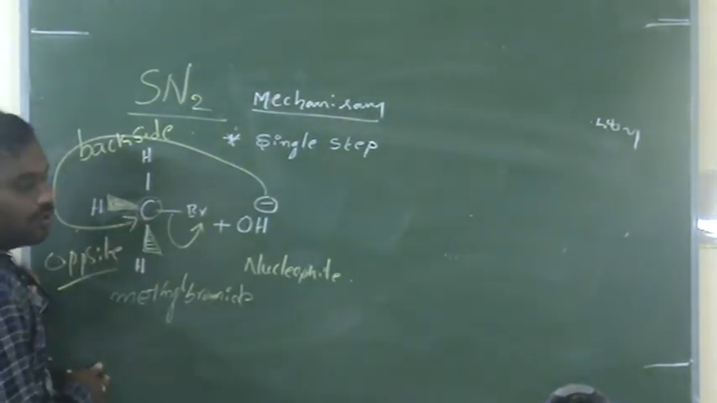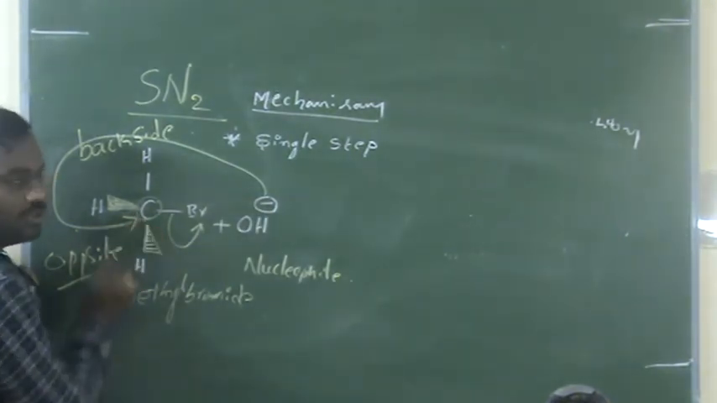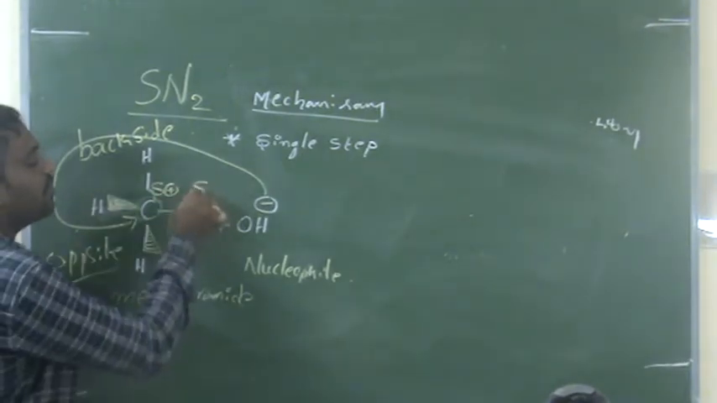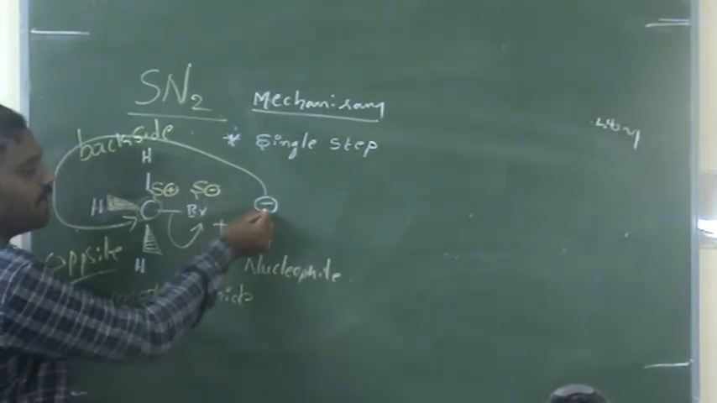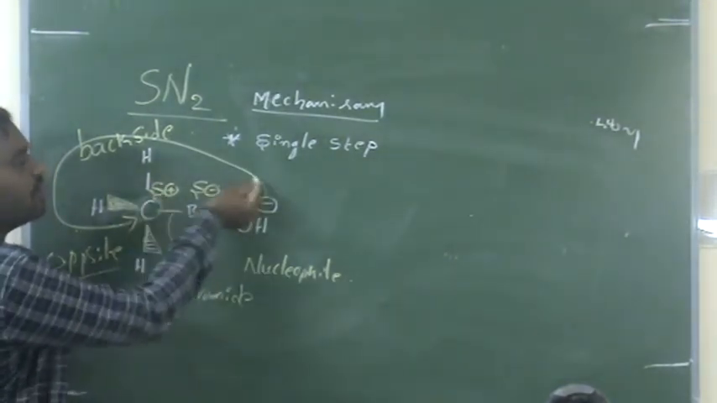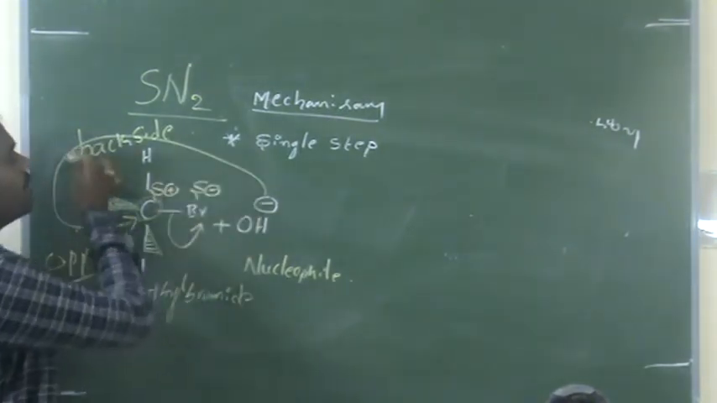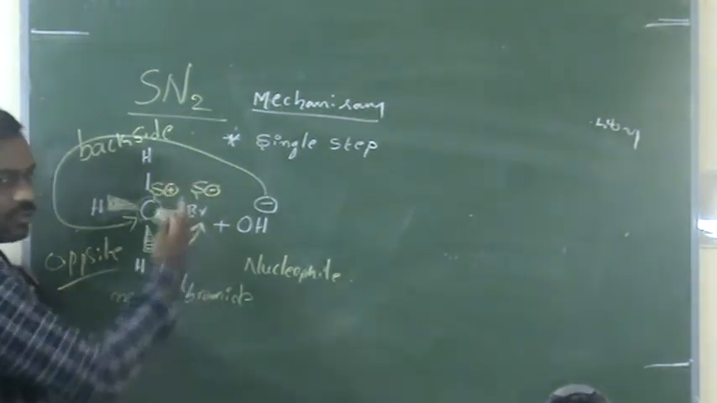Following all of you? Why does the nucleophile come and attack here only, on this carbon? Because this carbon is electropositive in nature, partially positive, and this is partially negative. That's why the nucleophile comes and attacks the backside. When the nucleophile attacks the backside, the Br tries to leave.